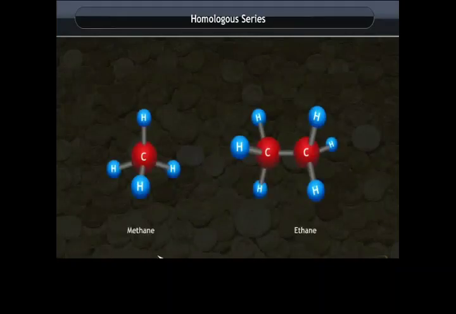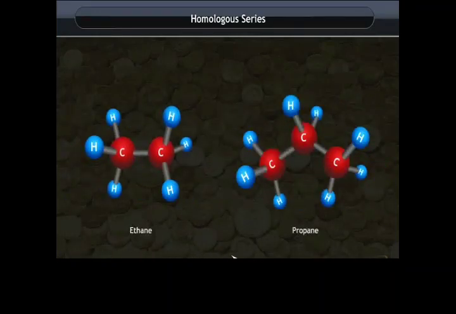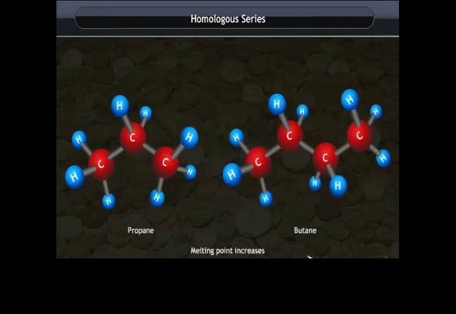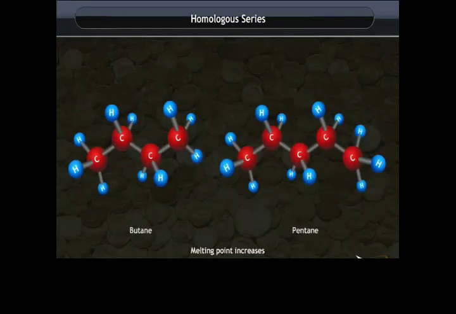Properties of a homologous series. As the molecular mass increases in a series, physical properties of the compounds show a variation, but chemical properties, which are determined by a functional group, remain the same within a series.